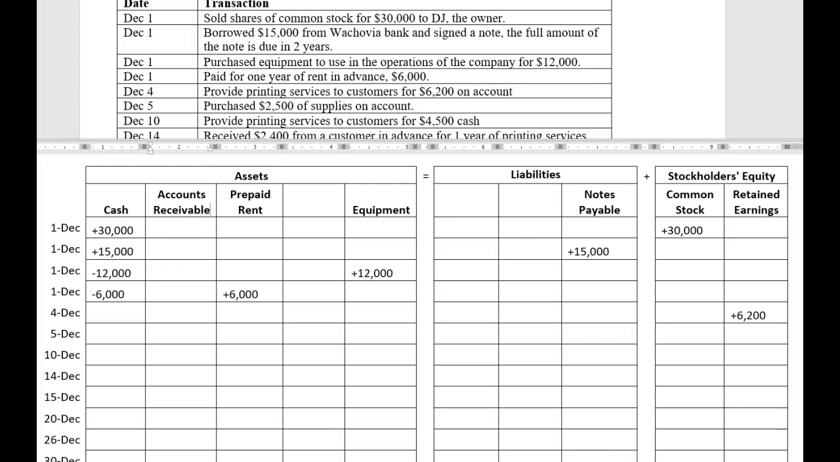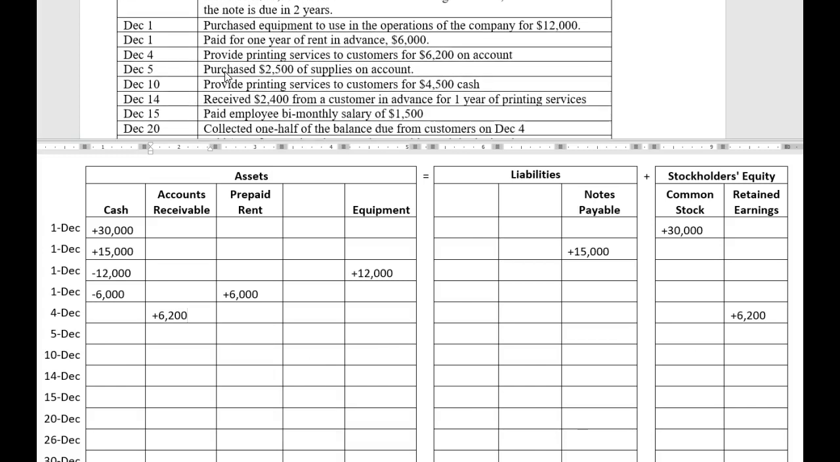Anytime you're talking about a receivable, that means it is money owed to the company. And our accounts receivable here, our customer owes us more than they did the day before, so our accounts receivable is going up by $6,200. Again, notice that we are still in balance. All right, moving on. December 5th, we purchased $2,500 of supplies. Again, there's that word again, on account. The difference is here, it is purchased.